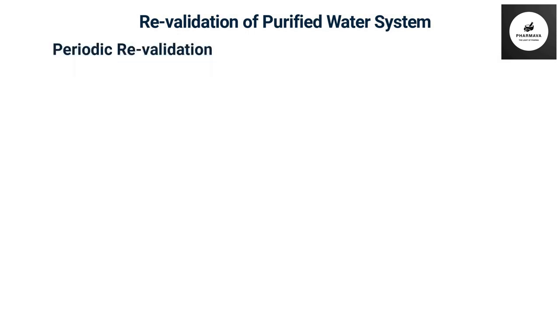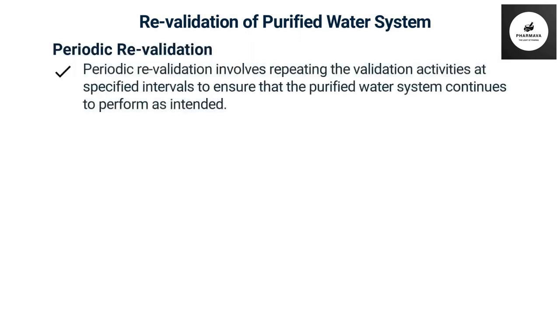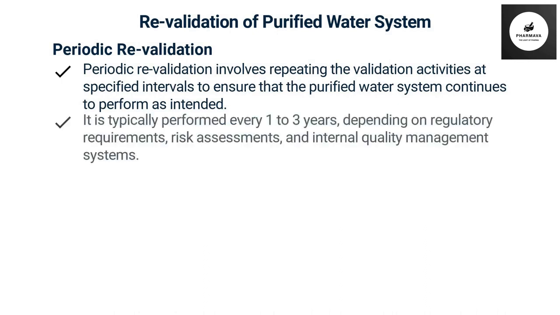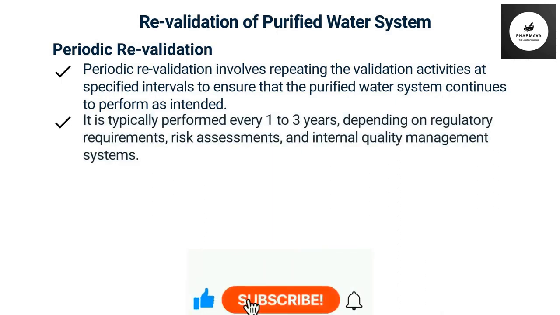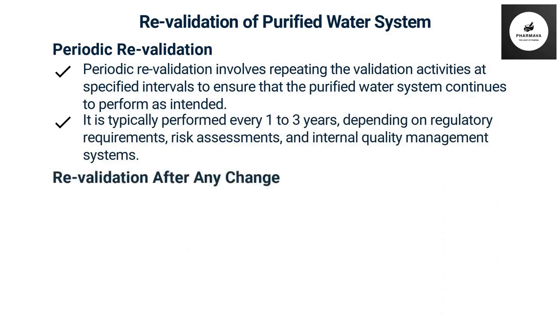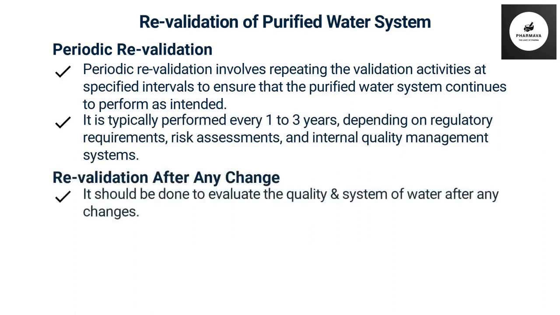Periodic revalidation. Periodic revalidation involves repeating the validation activities at specified intervals to ensure that the purified water system continues to perform as intended. It is typically performed every 1 to 3 years, depending on regulatory requirements, risk assessments, and internal quality management systems. Revalidation after any change. It should be done to evaluate the quality and system of water after any changes.